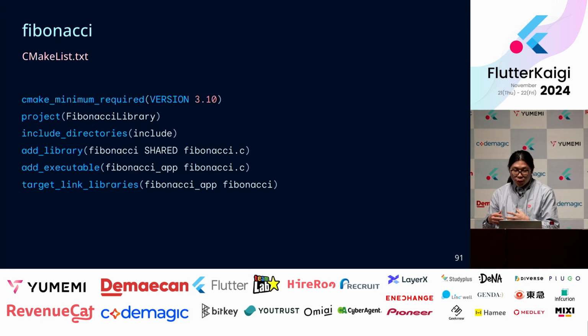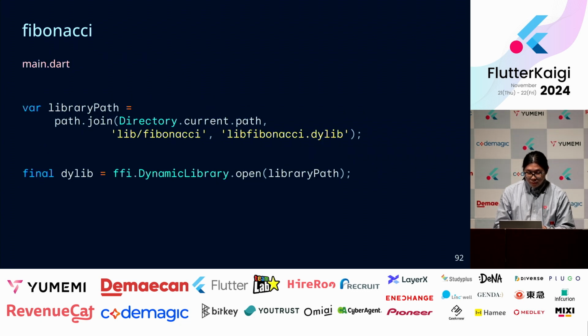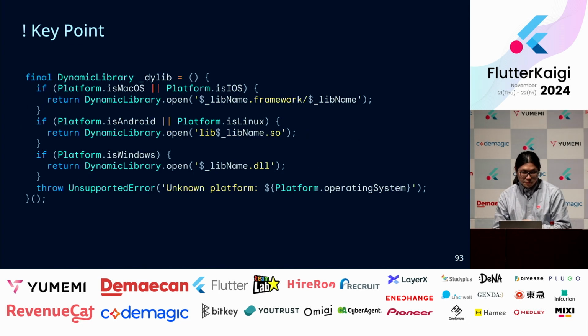Now we need to create and write a CMake list file to build a dynamic library. And use the DynamicLibrary open method from the FFI package to load the library file you just built. The way you create libraries and the file names can be different for each platform. In this case, you can handle a branch for each platform like this.